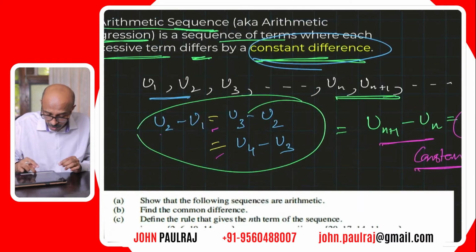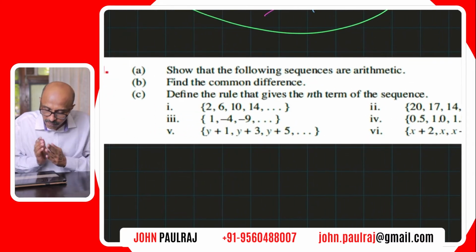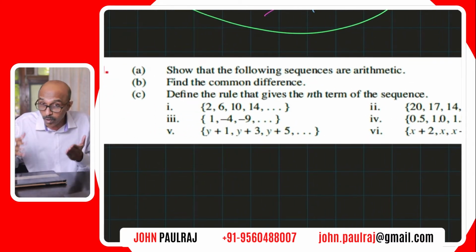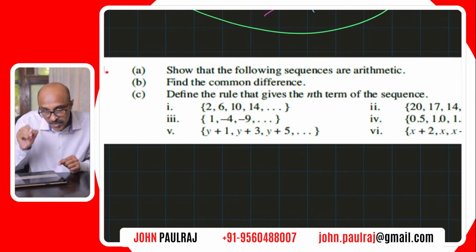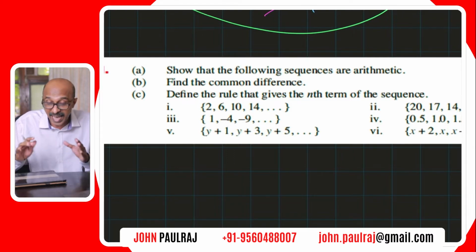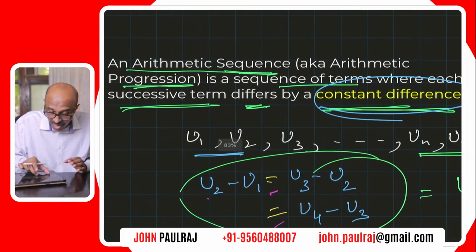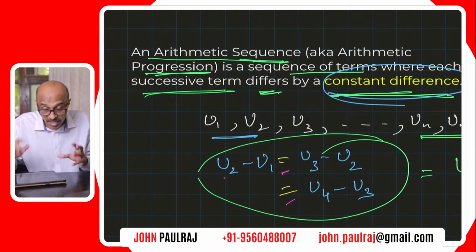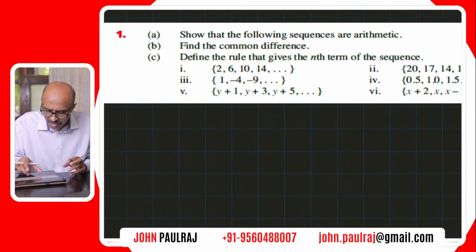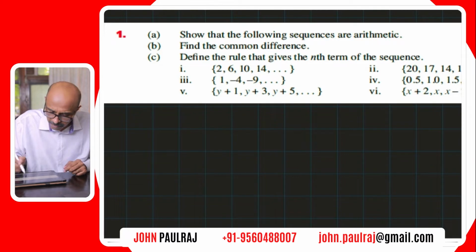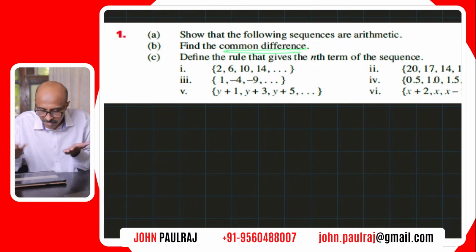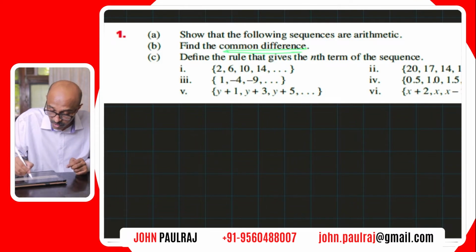Okay, let's take an example or two to understand. It says, show that the following sequences are arithmetic. Basically, what you're trying to show is that the difference between consecutive terms is the same. We're just using the definition of arithmetic sequence to show that. And then part 2 says find the common difference. If the differences are the same, it's going to be the common difference that we are finding out. So let's do it.